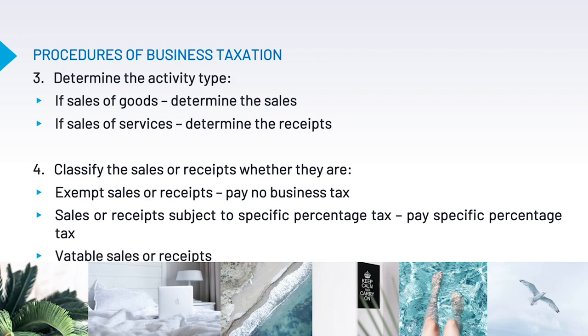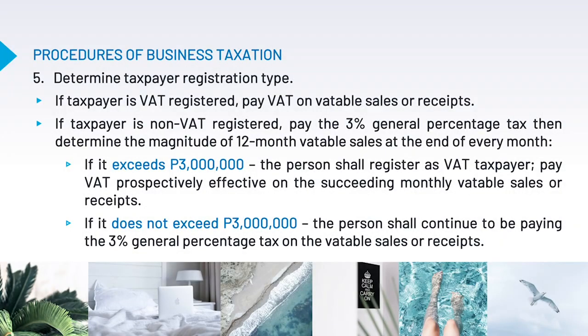Okay? And number 3, vatable sales or receipts. Okay? Second to the last in our discussion: determine taxpayer registration type. Usually, a taxpayer, a sole proprietor, goes to the DTI and registers, then goes to City Hall and registers the business. After that, they apply to the BIR for the legal documents.